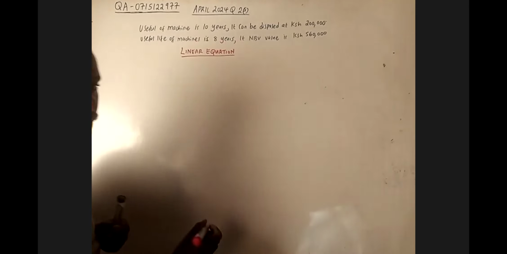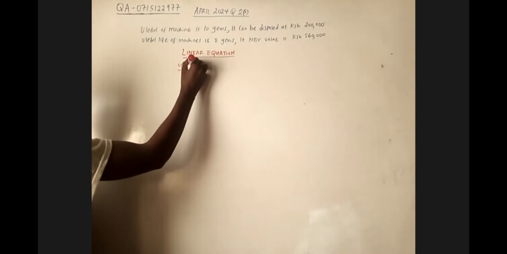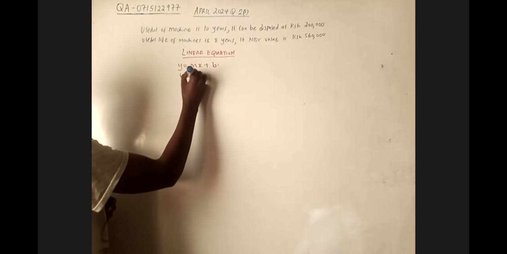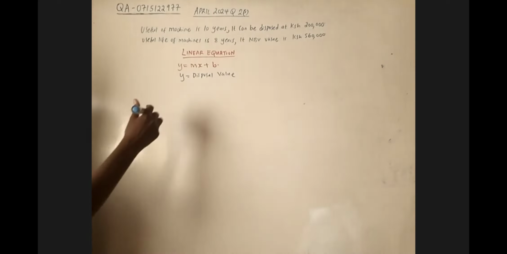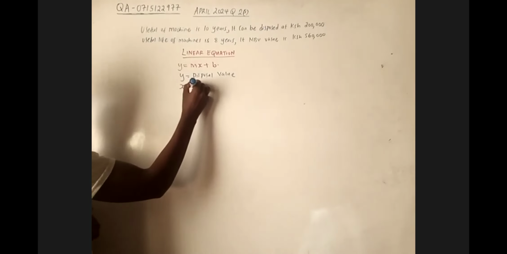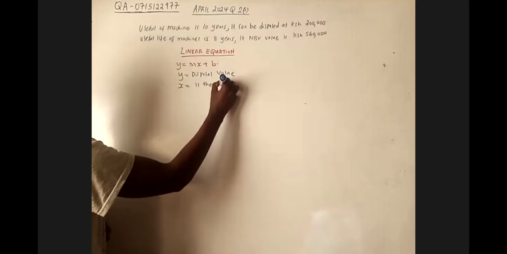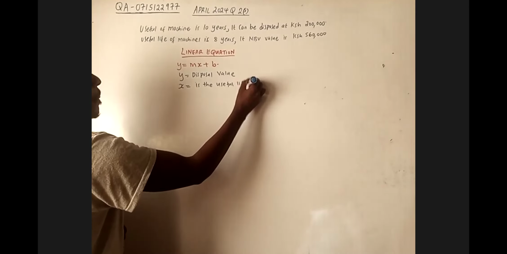Now, what's the linear equation? Remember, we said that our linear equation is y is equal to mx plus b. In this case, this is what we need to know. Y is the disposal value. And what else do we need to know? X is the useful life.